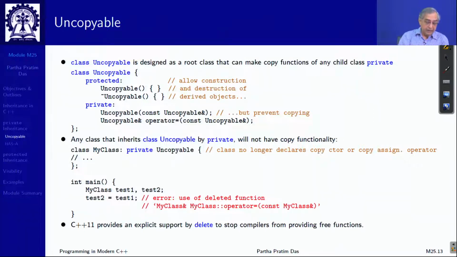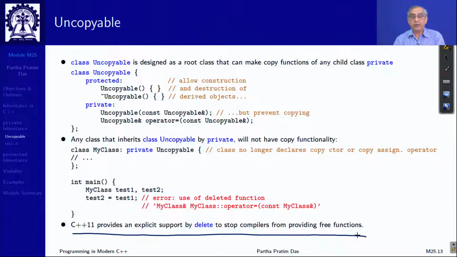Just in passing I will make a note, and we will come back to this when we do the modern part of the language, that C++11 solves this original problem by providing explicit support for delete. If you do not want the compiler to give you the free function, you can declare the free function and then say delete on that signature, and the free function will not be provided by the compiler.